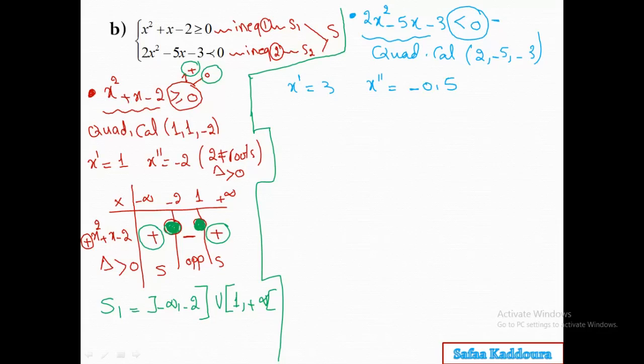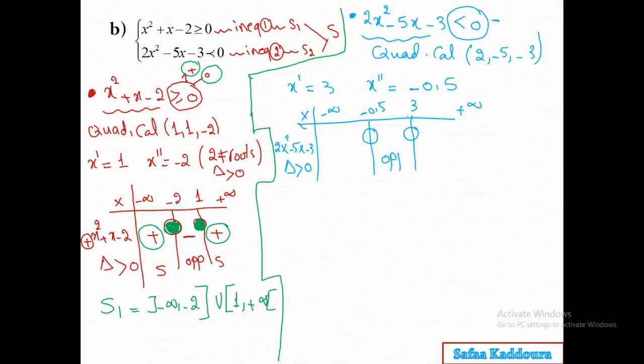Now we will draw the table of sign. X from minus infinity to plus infinity, we have minus half and then 3, and this is our function. At the root we have 0, we have two roots, then delta greater than 0. So opposite sign of A inside the roots and same sign as A outside the roots. A is positive, so inside the roots we will have negative, and outside we will have positive sign.